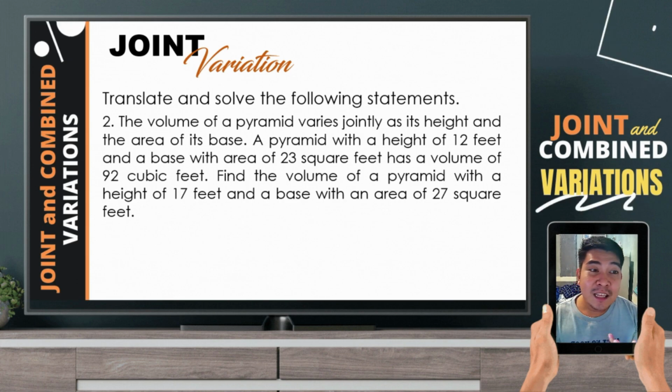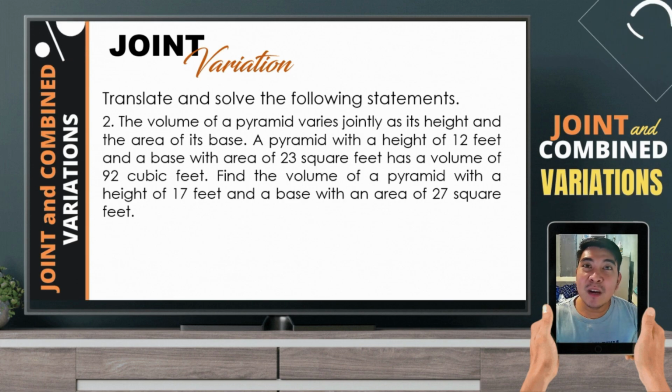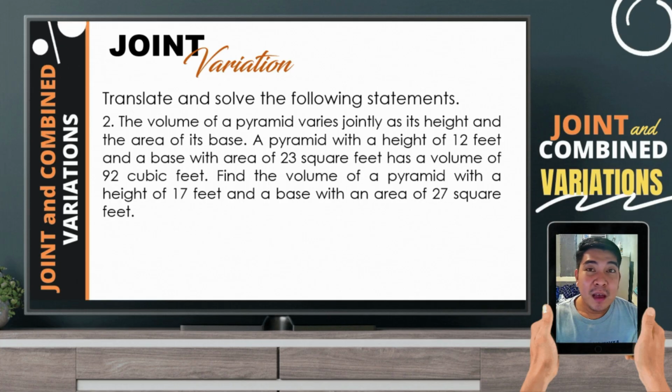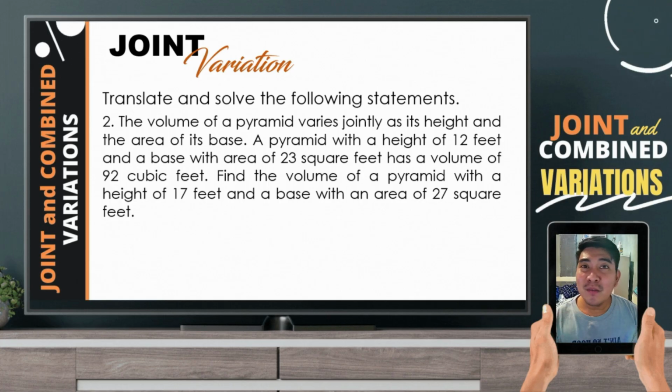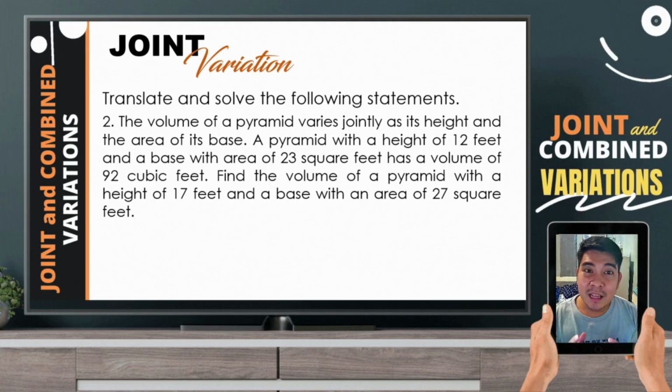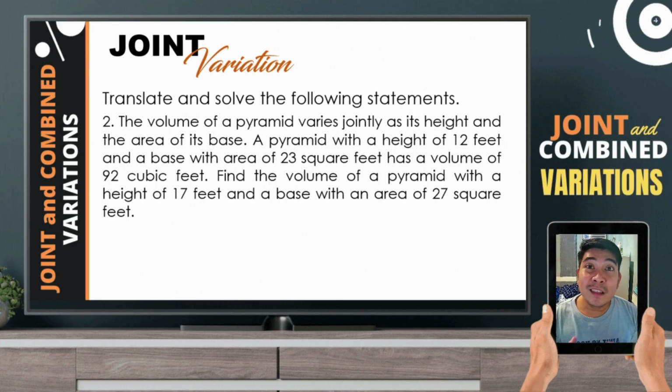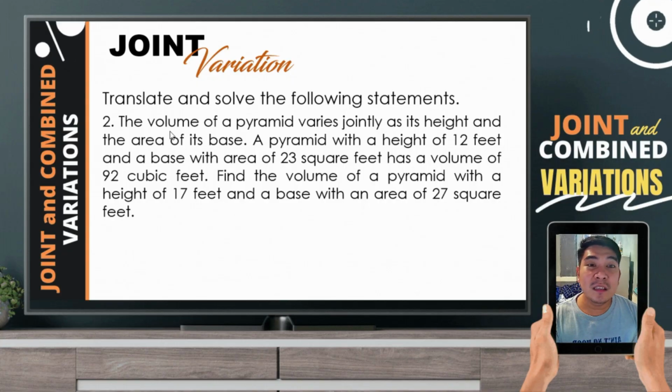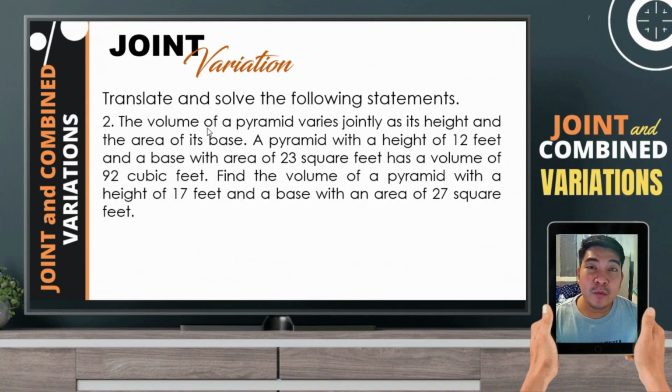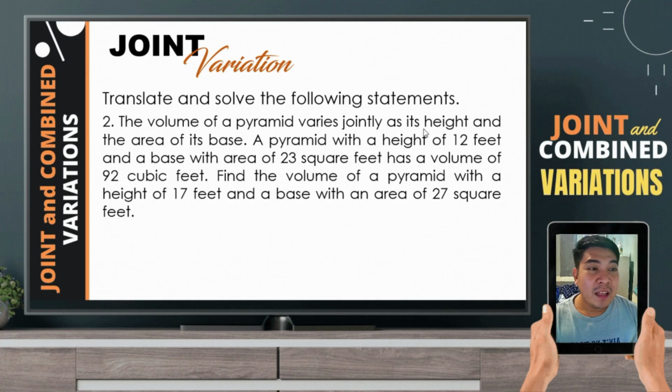Kung titingnan natin, kung babasahin natin, parang mahirap sagutan. Pero ang una natin gagawin lagi is to translate. If you can see, walang mga variables na gamit. So, this is the time that you are going to assign variables to the quantities given. Ano ba yung mga quantities given? First is the volume of the pyramid. The second one is the height. And the third one will be the area of its base.